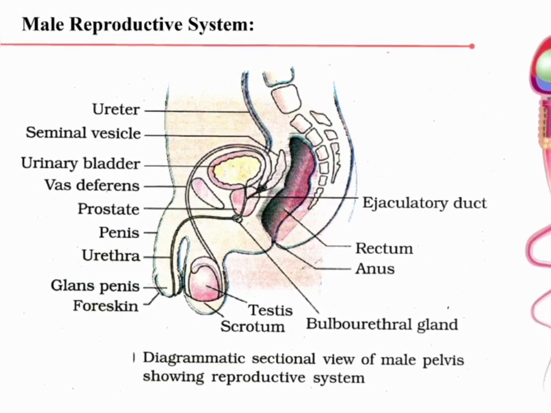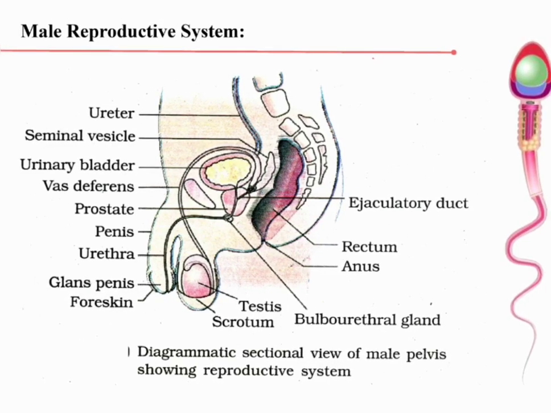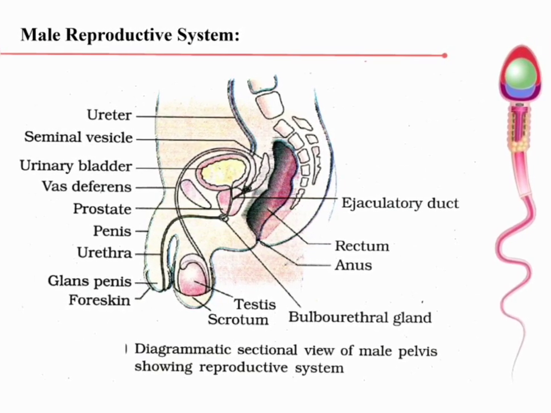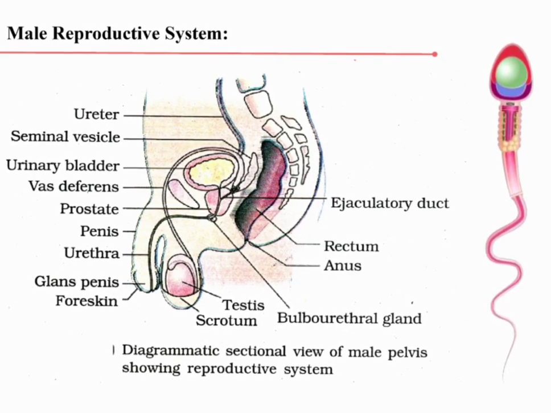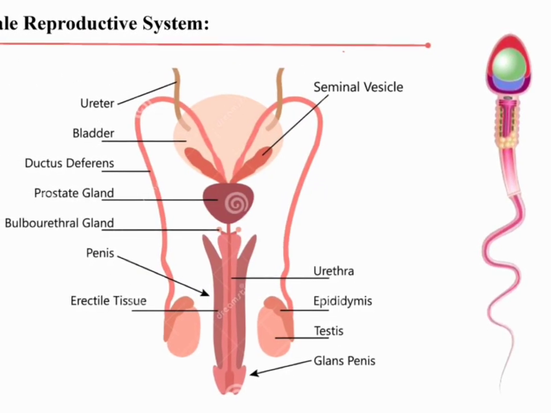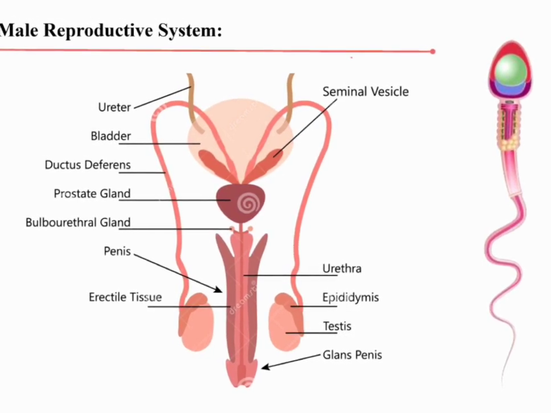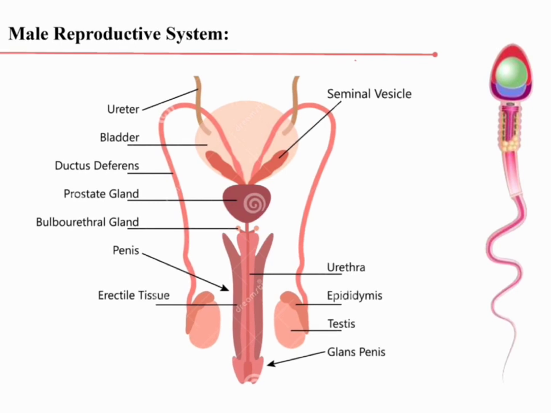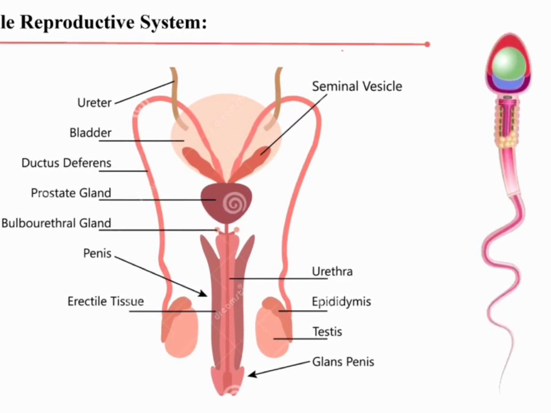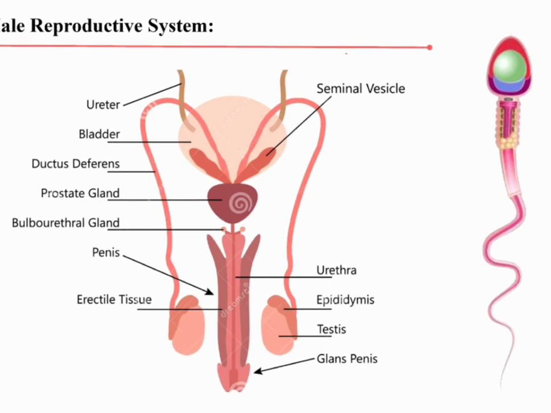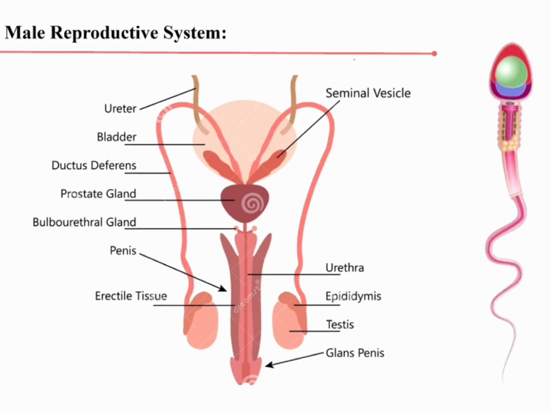Here is another diagram of male reproductive system. This diagram, which is showing the lateral view of male reproductive system, is taken from NCERT book. In this diagram, you can see the ventral or frontal view of male reproductive system. In this diagram you can easily see the organs like urethra, penis, vas deferens, seminal vesicle, prostate gland, ejaculatory duct, Cooper's gland, epididymis and testis.